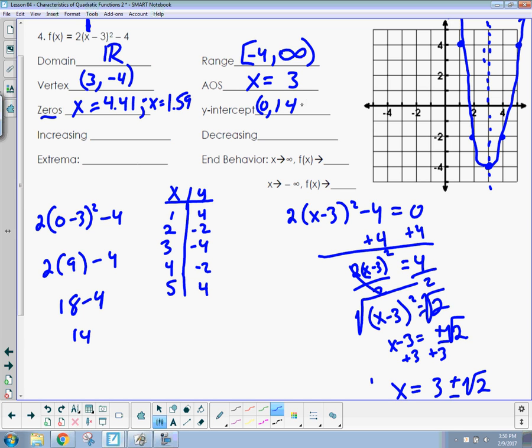Increasing, decreasing. Again, increasing because it's in the valley. So we're going to start at the vertex, which happens to be 3 to infinity. Obviously, the other side would be decreasing. Extrema would be a valley, so we're looking at a min. And it happens to be the coordinate of the vertex, so 3, negative 4. And then as x is approaching infinity, it's opening up, so these are both infinity.